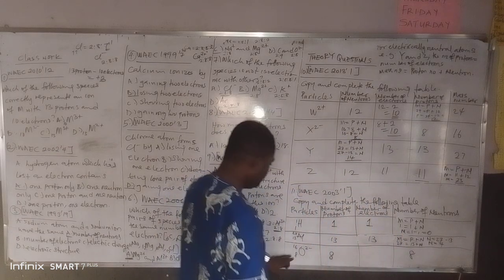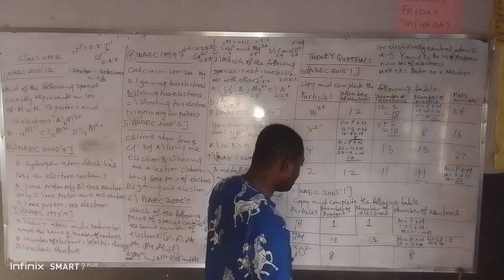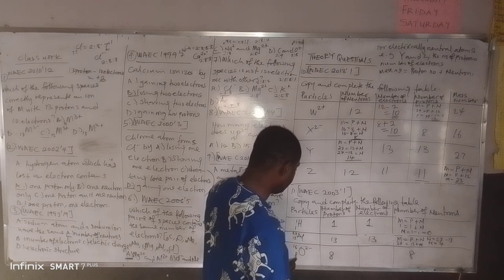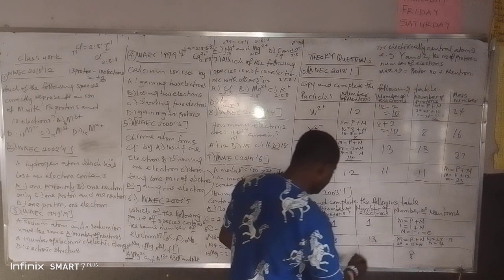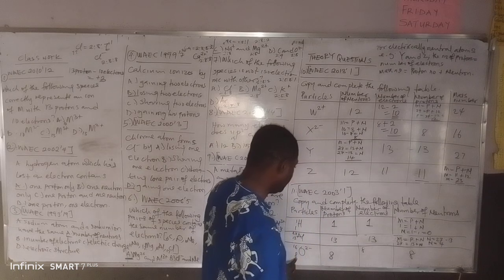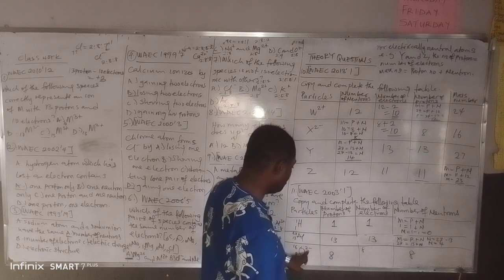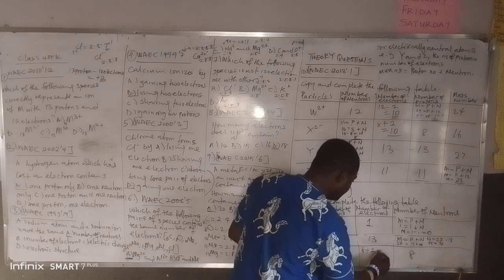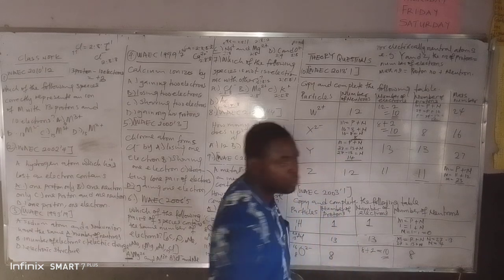Now for this one, what are we looking for? We are looking for the number of electrons. But it's carrying a 2 minus charge. This 2 minus means that, if we did not carry these 2 charges, this proton number would have been 8, which would have been the electron number when it's electrically neutral. But this 2 minus shows that it has borrowed 2 to add to this 8. The answer is now 10. So we are stopping here.